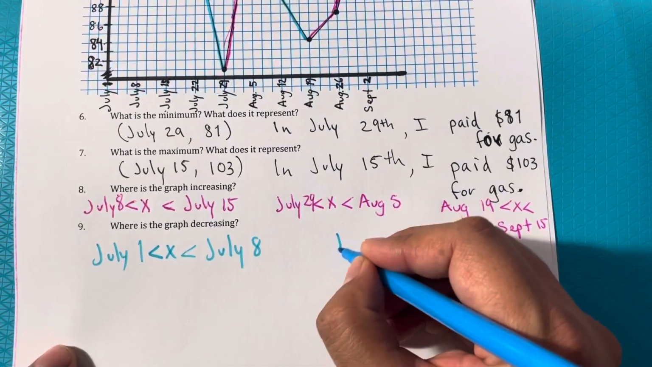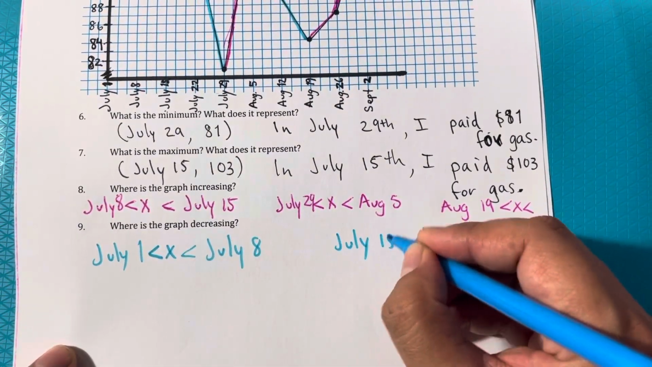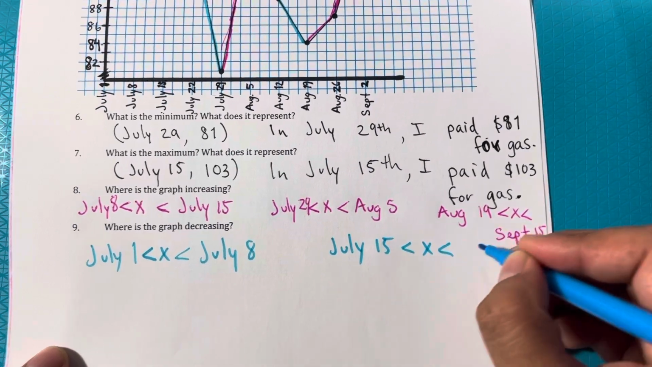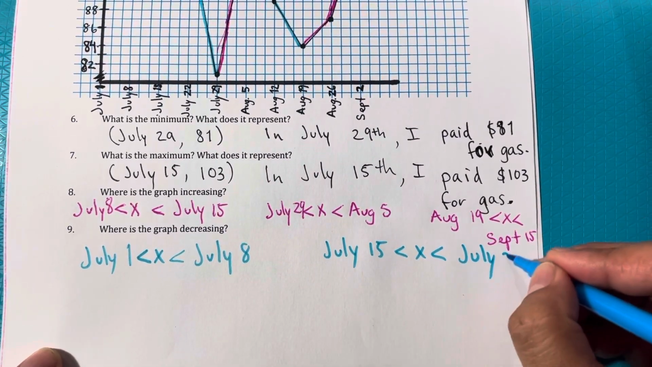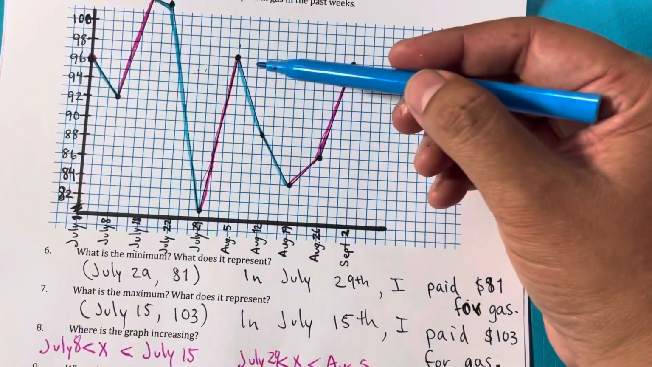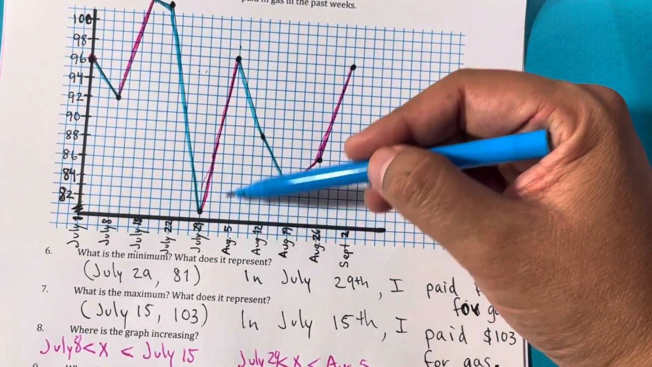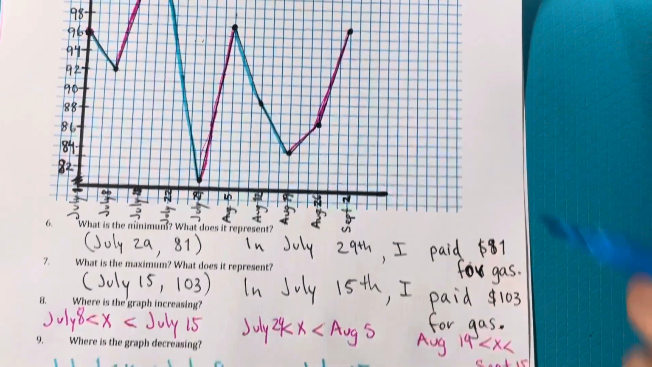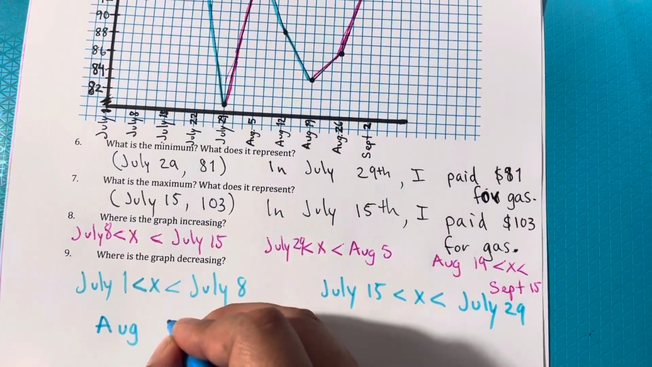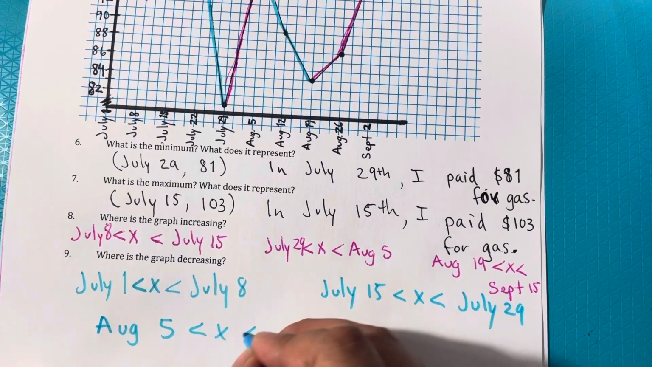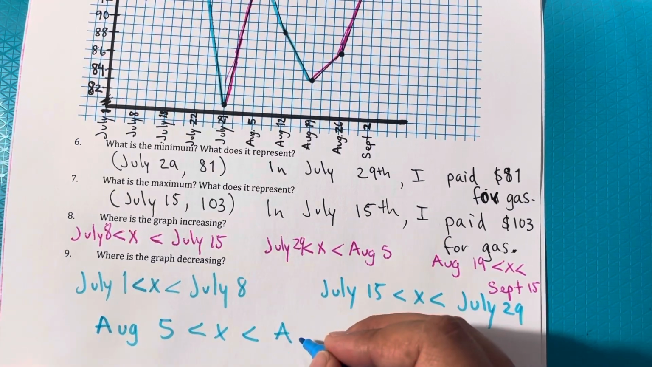So between July 15th and July 29th. And the last decrease occurred between August 5th and August 19th.